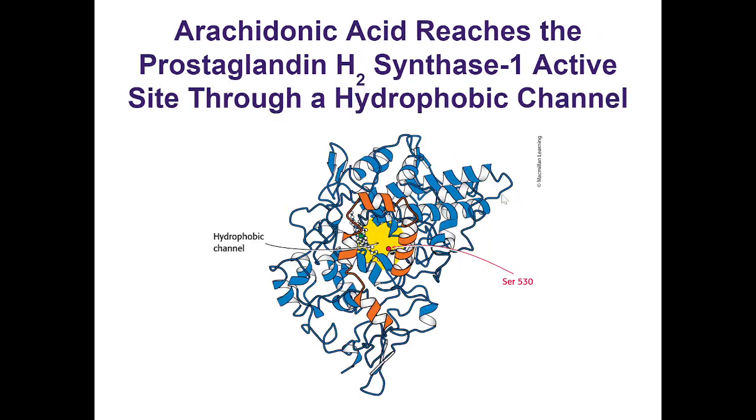Peroxidase right here is going to further oxidize this, and that's going to give you the prostaglandin H2. The arachidonic acid is going to reach the prostaglandin H2 synthase 1 active site. This is going to happen through a hydrophobic channel. This right here is your hydrophobic channel. Right there. Everybody see that okay? Fantastic.